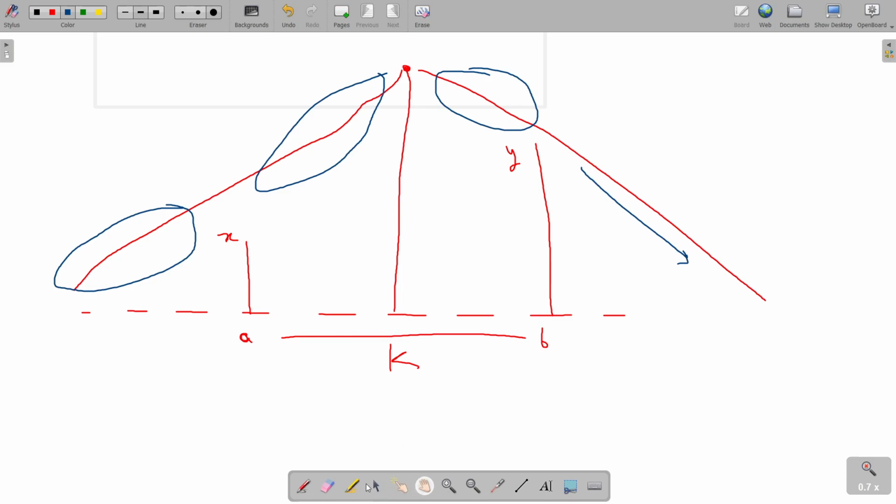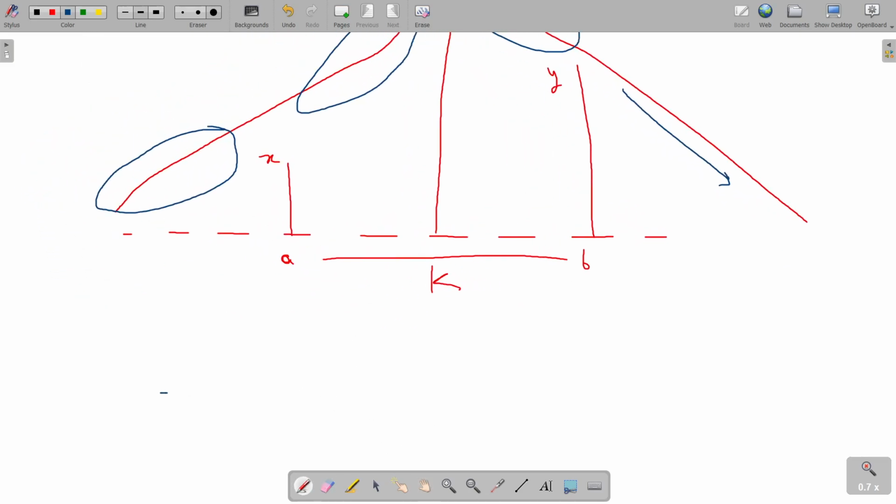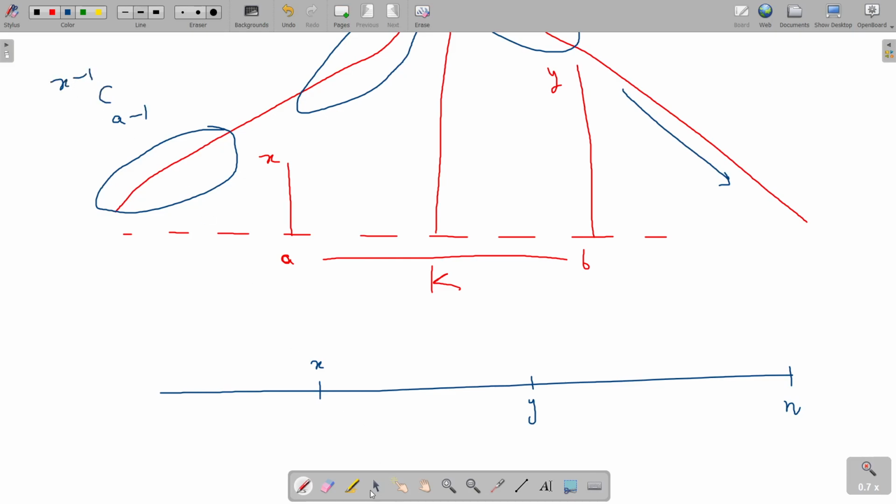Well, let me write it down here. So you have some x here, you have some y here, and you have an n here. Okay. Now this part is similar, so you don't need to do anything different. You just need to find a minus 1 values which are less than x. Okay. So you will basically be picking some a minus 1 values from this range.